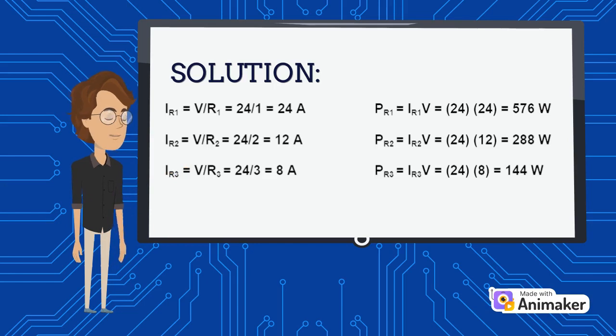So for the P of R sub 2, we have I of R sub 2 times V, which is 24 volts times 12 amperes, which will give us a total power of 288 watts. And lastly, for the P of R sub 3, we have I of R sub 3 times V, which has the values of 24 volts times 8 amperes. And multiplying this will give us a total power of 144 watts.